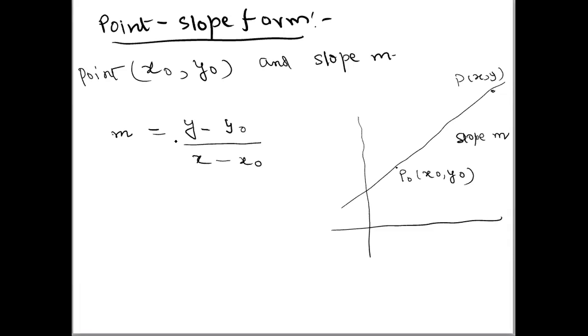Okay, now we have to cross multiply and simplify. I'll cross multiply. So what I will have is y minus y0 is equal to m into x minus x0. Now y0 is given, x0 is given, and slope m is given. You can find the value of x and y. This is called point slope form, and it will always give us the equation of a line when a point and a slope are given.